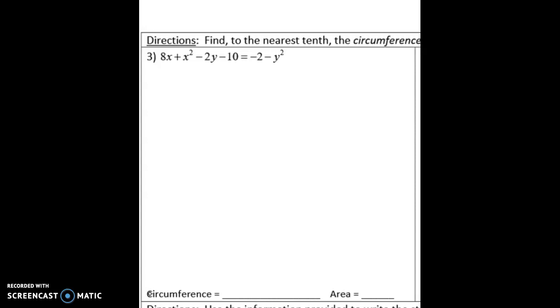And then just remember your formulas for circumference. Circumference is 2 pi r. So 2 times pi times the radius. And then the area is pi r squared. So feel free to write that down if you need to.